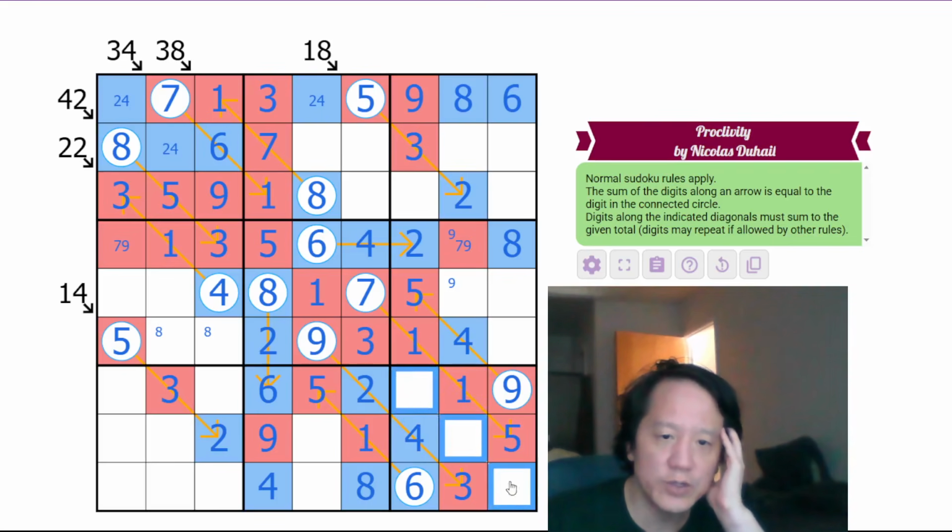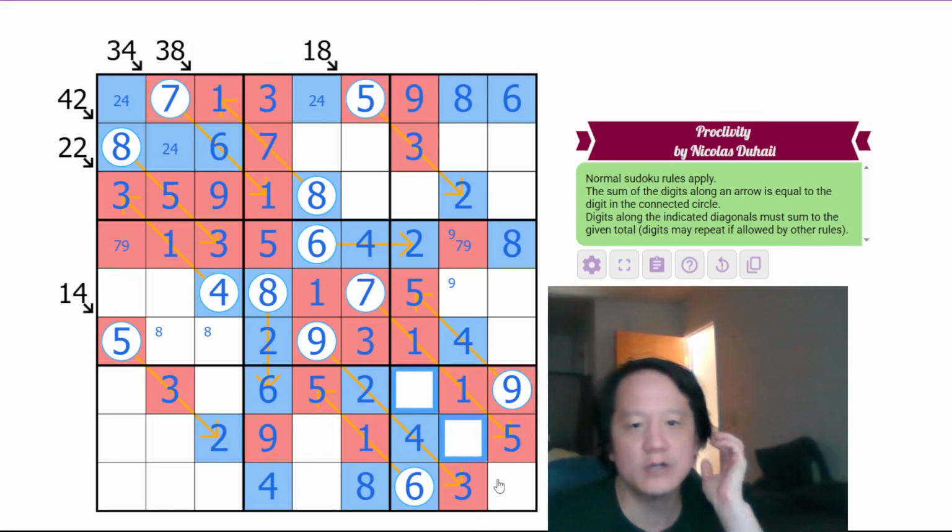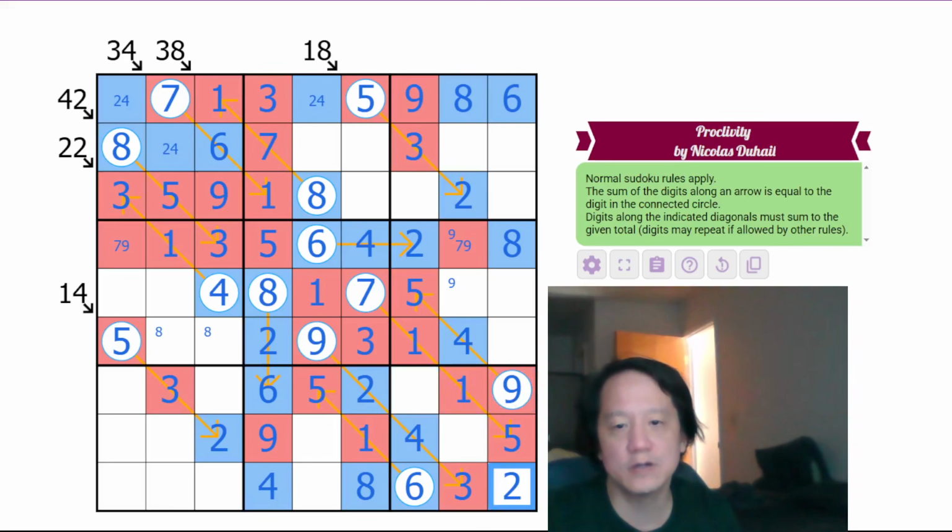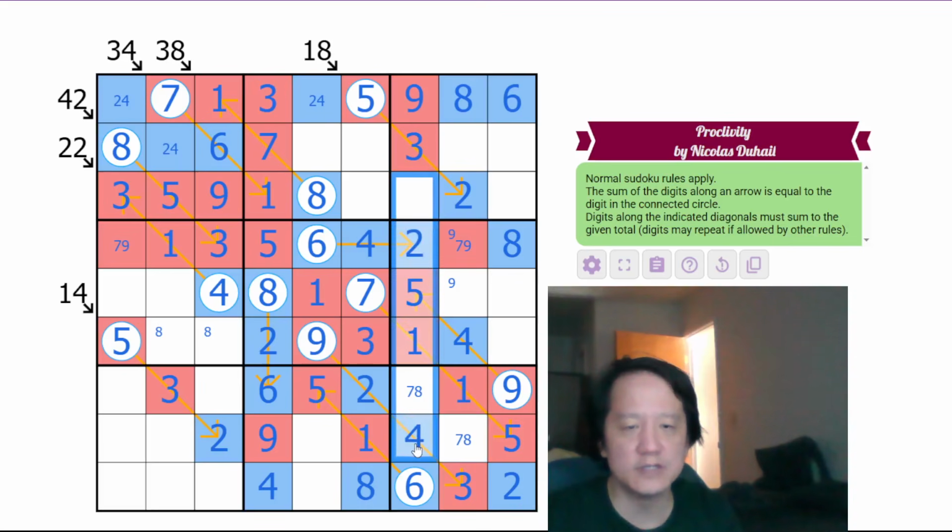2, where's 2 in this box? 2 cannot be here or here, so 2 has to be there. That's even. The remaining digits are 7 and 8. And the remaining digits in column 7 are 7 and 8. This can't be 8 because of 8 in the row, so this is 7, which makes this 8, which makes that 7. So this is even. This is odd. We have odd here.